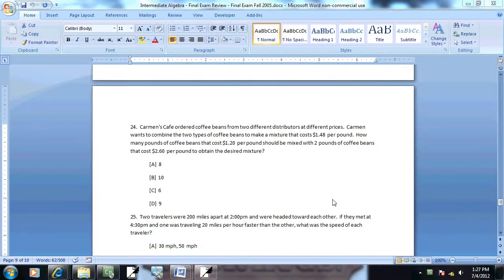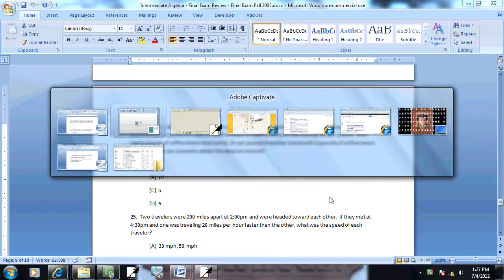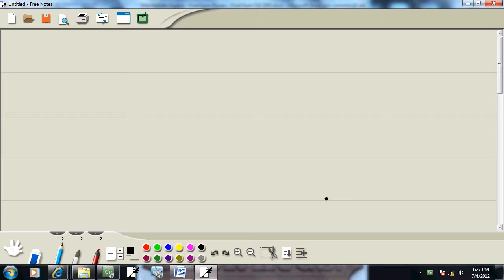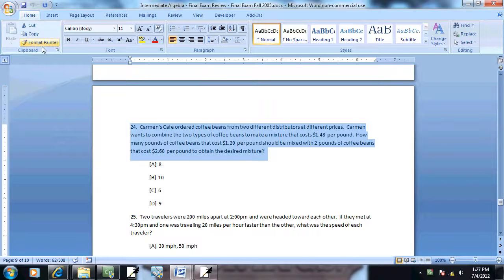Let's take a look at the next problem. Let me write it down over here. It says Carmen's Cafe ordered coffee beans from two different distributors at different prices. Carmen wants to combine the two types of coffee beans and make a mixture. So this is a mixture problem, looks like.